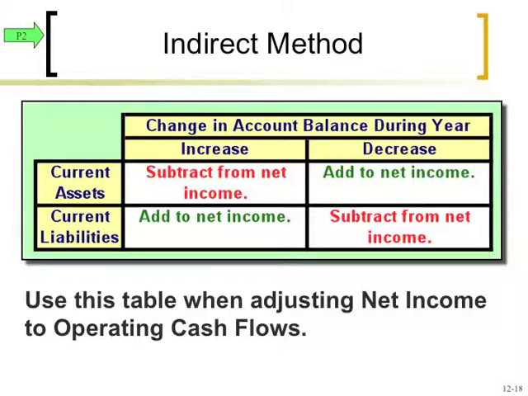And what it reads is that if we had a change in current assets from the beginning to the end of the year, if our current assets increased, we subtract those from net income. If our current assets decreased, we add those to net income, and just the opposite for current liabilities.